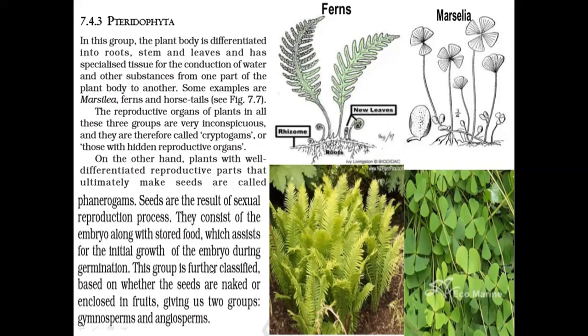This group is further classified based on whether the seeds are naked or enclosed in fruit, giving us two groups, that is gymnosperms and angiosperms. So in case we have seeds which are naked, we call them gymnosperms. If they are enclosed in fruits, we call them angiosperms. We'll learn more about gymnosperms and angiosperms.